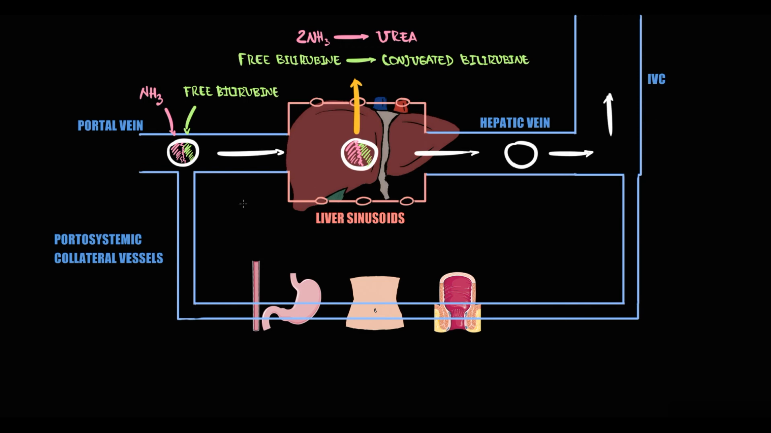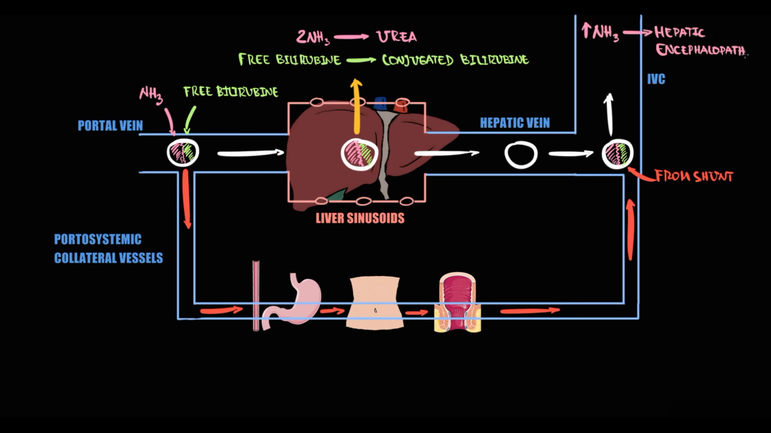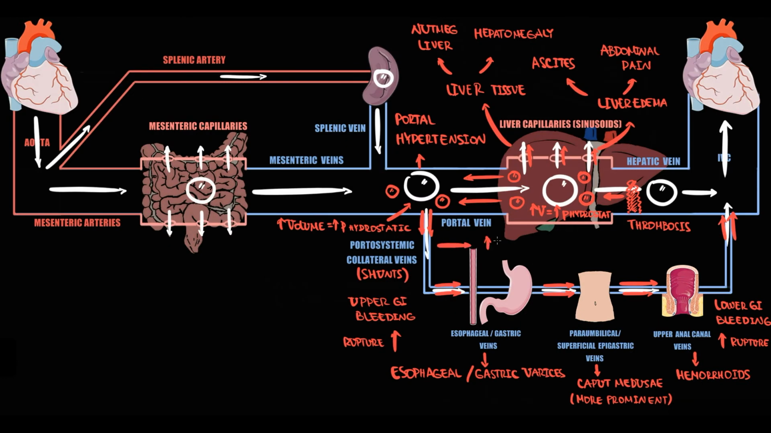But blood that flows into shunts bypasses the liver, so the blood does not undergo any detoxification. As a result, first of all, it can cause an increase in blood ammonia level, that can cause hepatic encephalopathy, and also it can cause an increase in free bilirubin level that manifests as jaundice. So increased blood flow through the portosystemic shunts causes an increase in blood ammonia level that can cause hepatic encephalopathy, and also an increase in free bilirubin level that can cause jaundice.